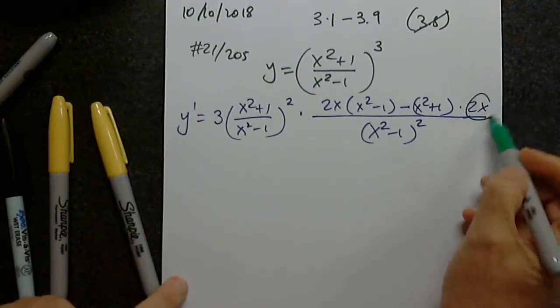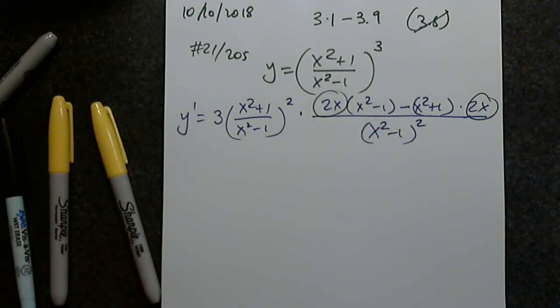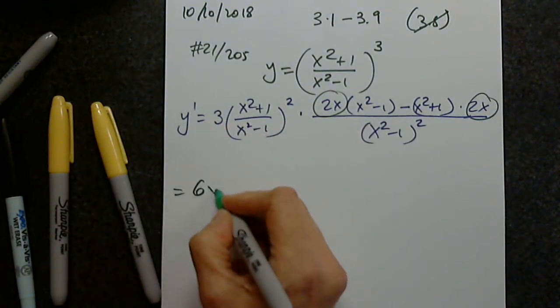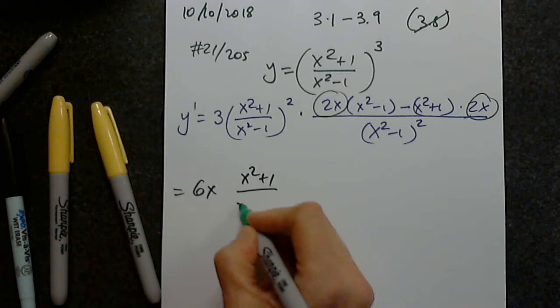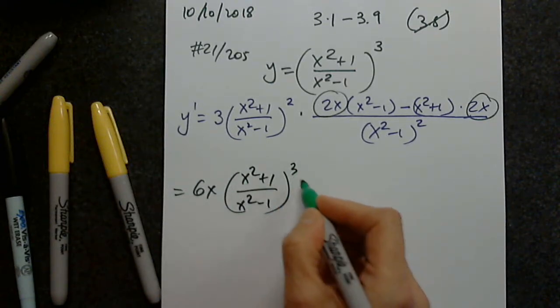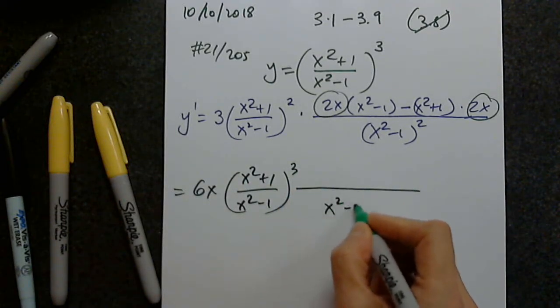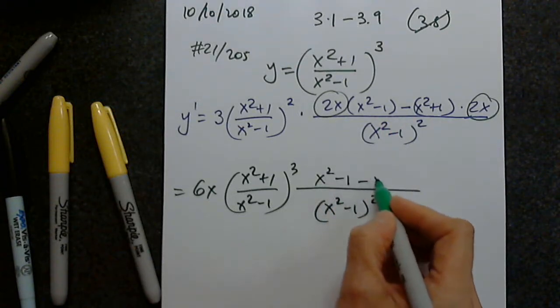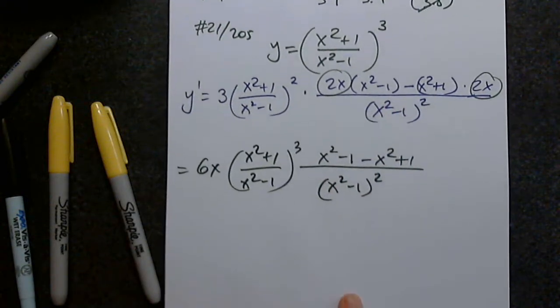So I will factor out 2x. 2x is the common factor in both. So 2x times 3 in front is 6x, times (x squared plus 1 over x squared minus 1) to the third. So now the top is x squared minus 1 minus (x squared plus 1).